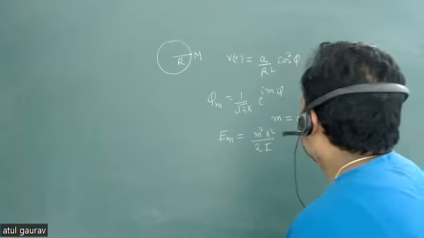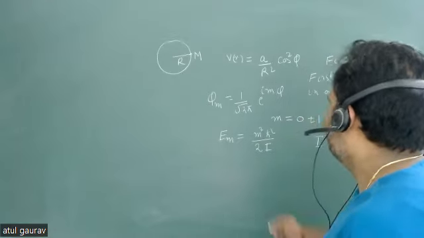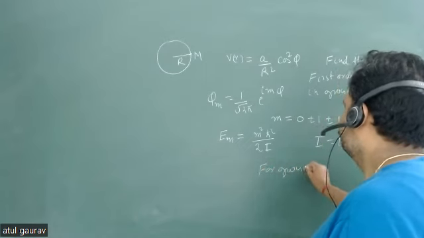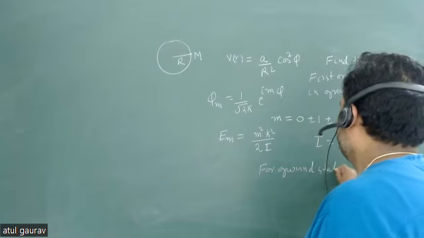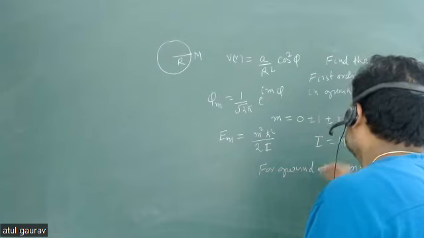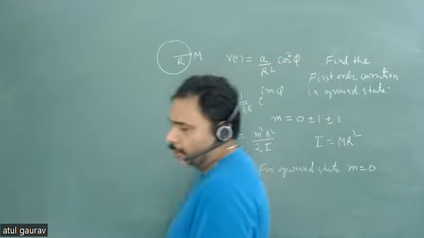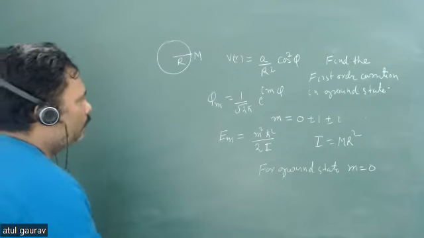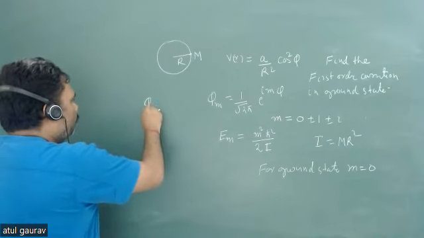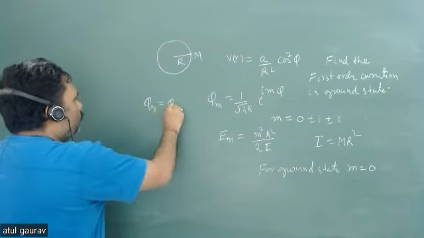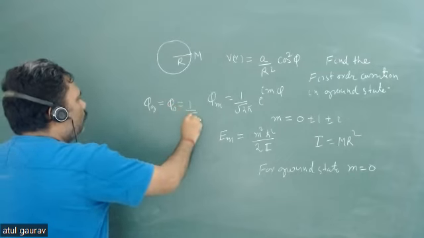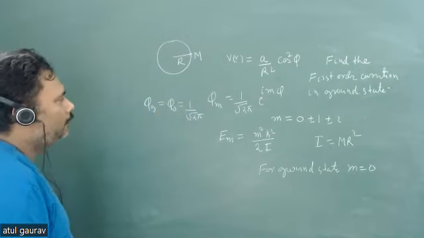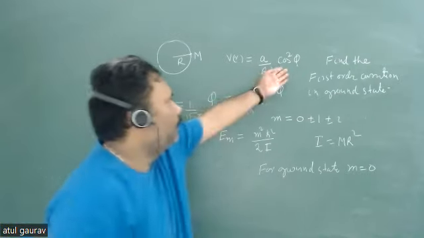Yes sir. So now for the ground state, what will be the value of M? For the ground state, what is the value of M? M is equal to 0, right? M equal to 0 is your ground state. Now it's a very simple problem. So what will be your ground state? Phi_g is equal to phi_0, which is 1 upon root 2 pi. That's it. Now we have to calculate, and this is your perturbation term.